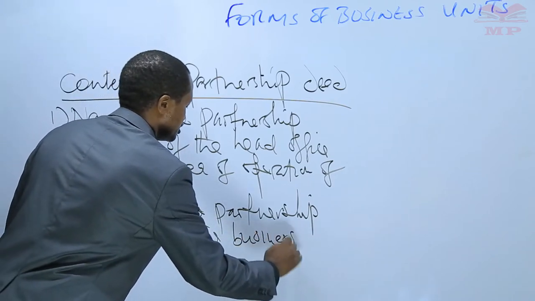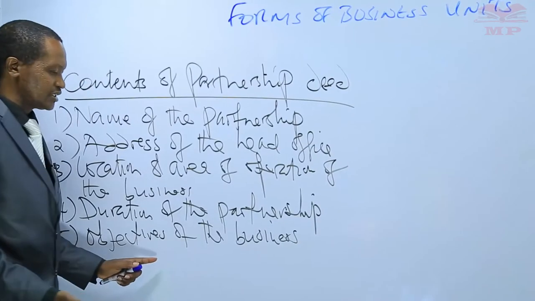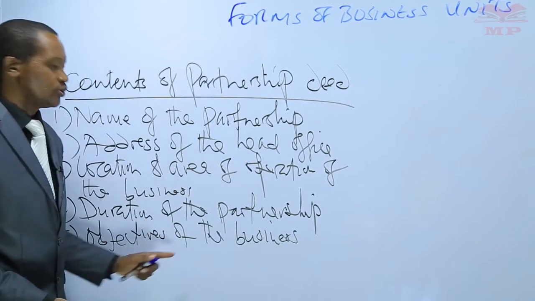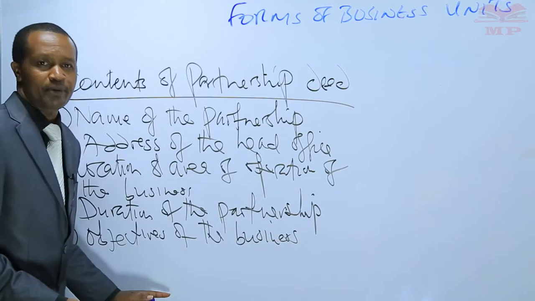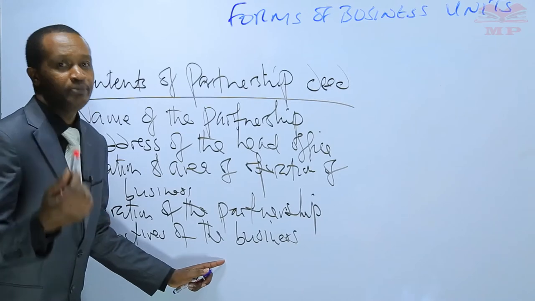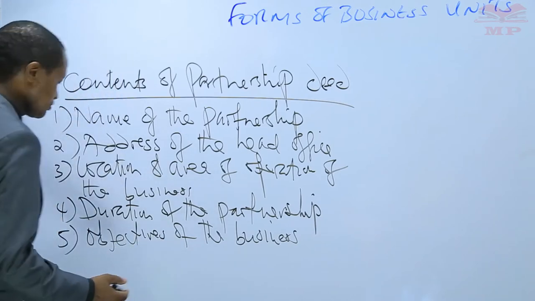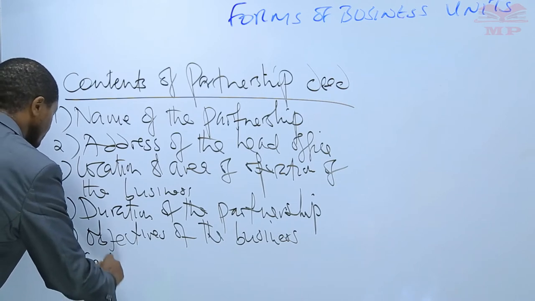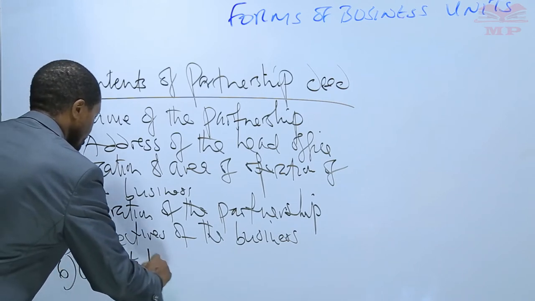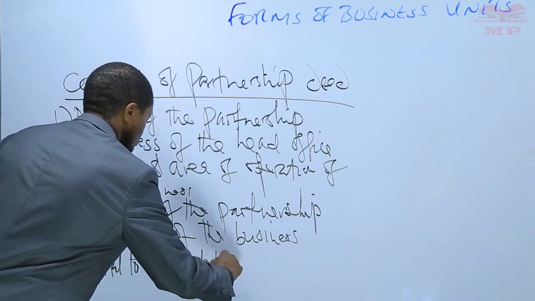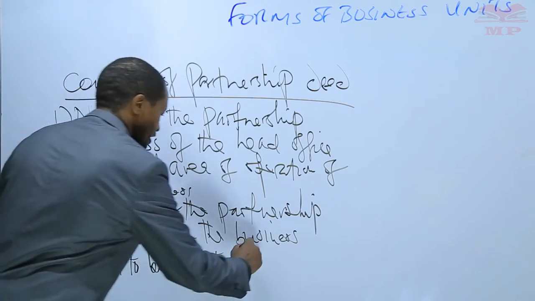Why? What are the aims? What does the partnership intend to achieve? Why was it formed? For what purpose? These are the objectives of the business. Then there's the capital contributed by each partner. Number six, capital to be contributed by each partner.